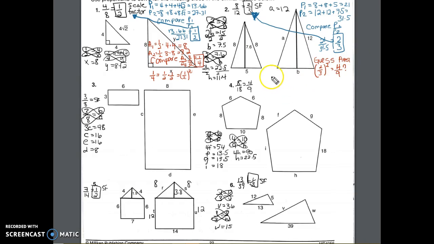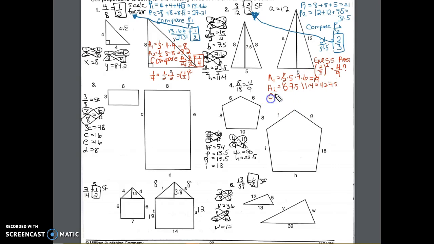Okay, so let's check. So I'm going to have the area of triangle 1. So it's 1/2 base times height. My base is 5. My height is 7.6. And that gives me an area of 19. Then I'm going to have area 2. So I have 1/2. My base is 7.5. We found that earlier. Times the height, which we found earlier, 11.4. And that gives me an area of 42.75.